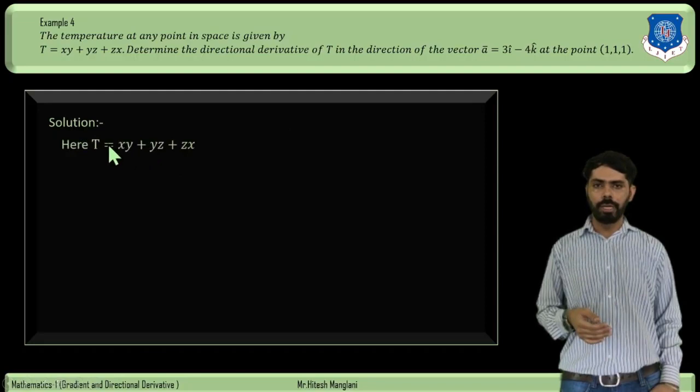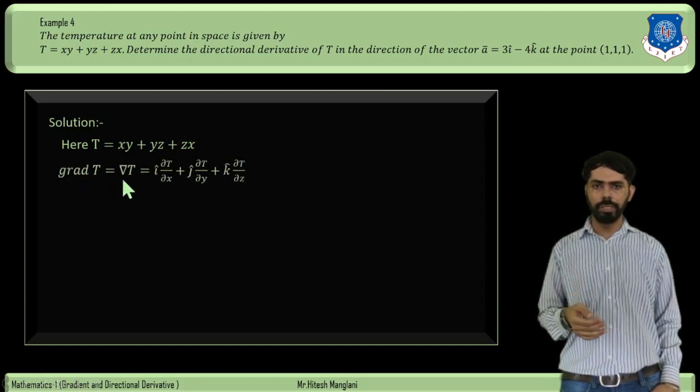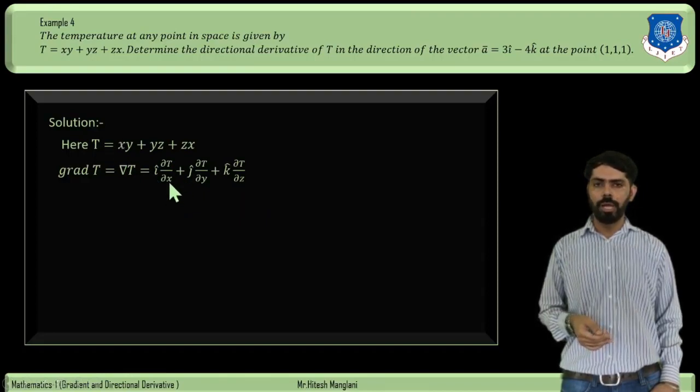So here temperature T is equal to xy plus yz plus zx. So here we will find out gradient T, which is given by i del T by del x plus j del T by del y plus k del T by del z. That means we will have to take partial differentiation of this function with respect to x.